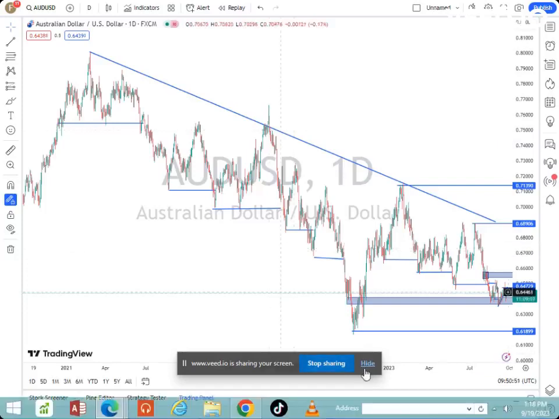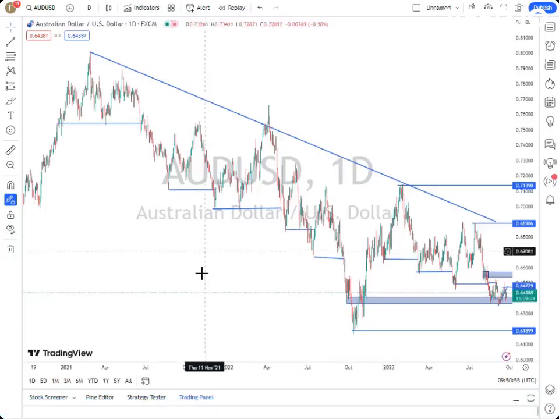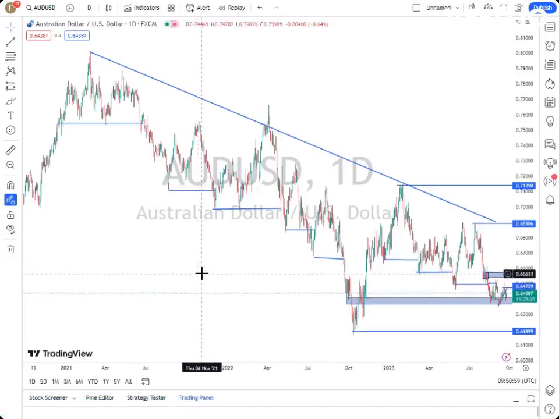So here we are on the daily time frame of Australian US. Like I said in all my videos, whenever you want to start analyzing a pair, make sure you start from the higher time frame. The daily time frame is what I mostly recommend. So now we are on the daily time frame doing what we do best.